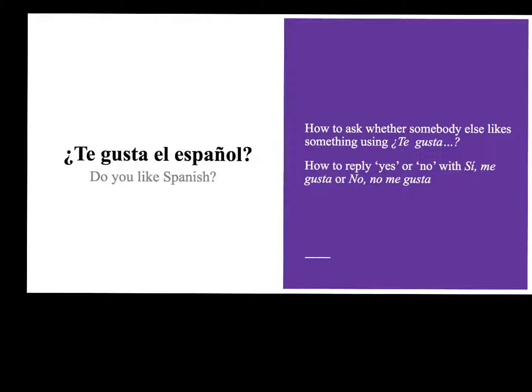Now we come to look at how to ask the question whether somebody else likes something. Well, as we can see, that is ¿te gusta el español? If we think carefully about that, what we're saying here is the Spanish, is it pleasing to you? So the verb ending, as we'll see in a moment, doesn't change, only the person to you, which has changed from to me. We're also going to look at how to reply with sí, me gusta, or no, no me gusta. To say yes, I do like, or no, I don't like.